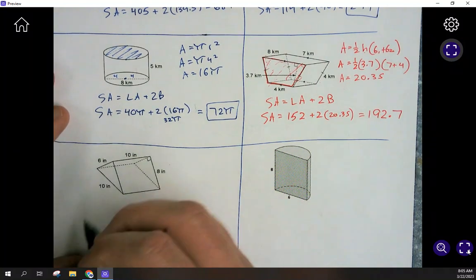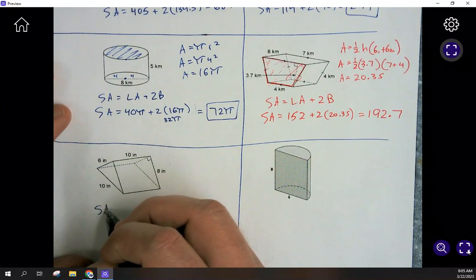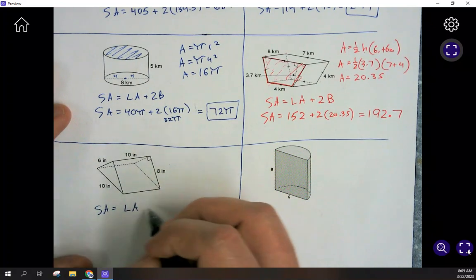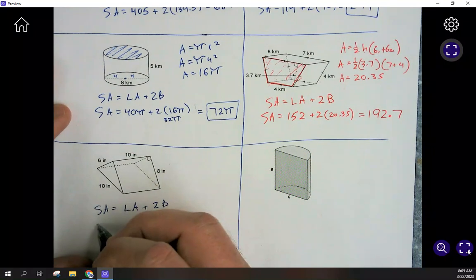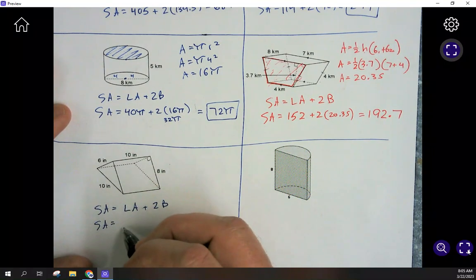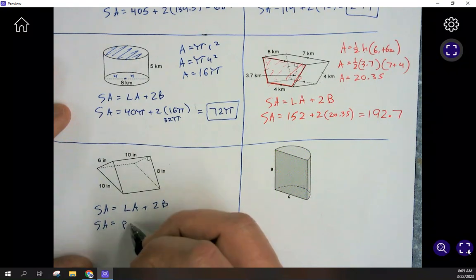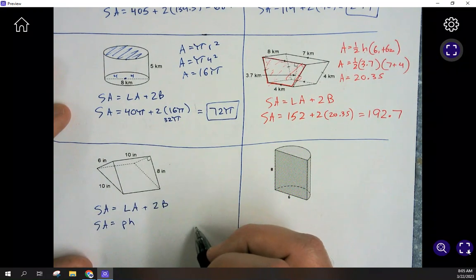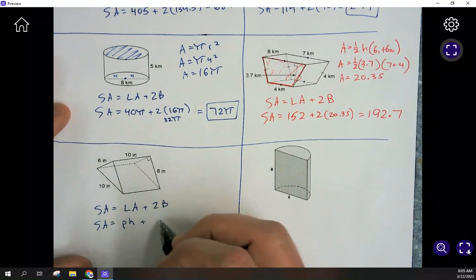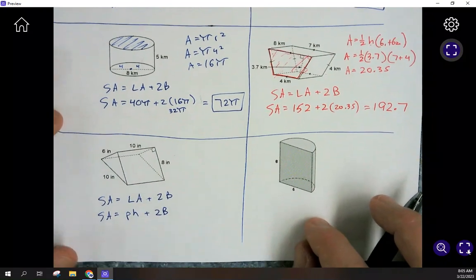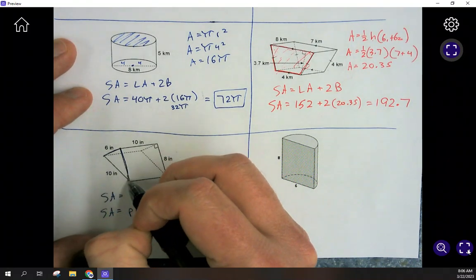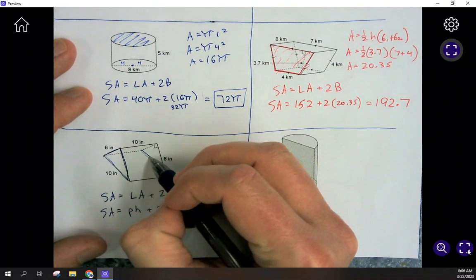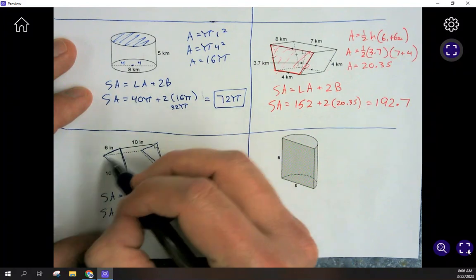Okay, so for the surface area, we need to find the lateral area, add it to the two bases. So lateral area, remember, is going to be the perimeter of one of the bases times the height of the three-dimensional shape, plus 2 times the area of a base. So you can conquer this in any order that you want. These are the bases right here. These two matching triangles. Remember, the bases are always going to match.